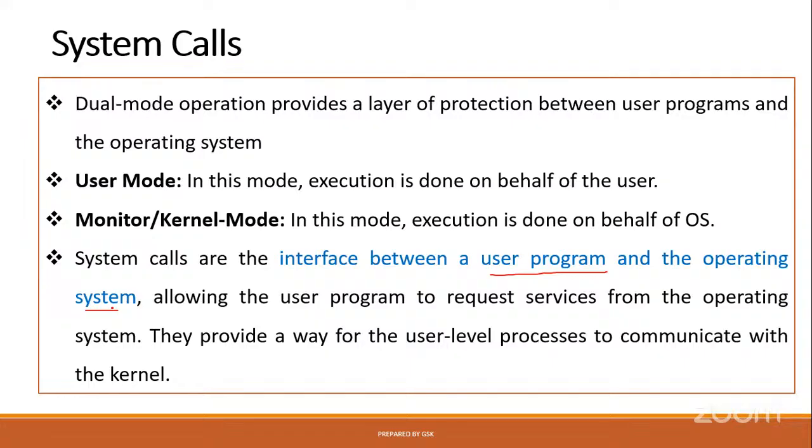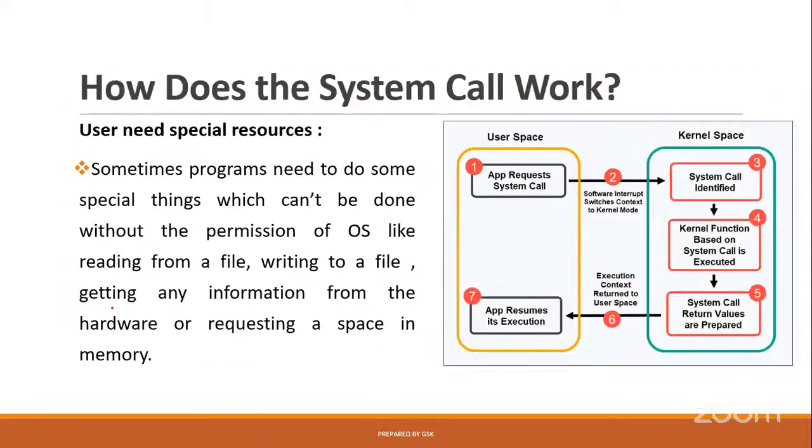Suppose your software wants to use some memory. Then your software sends the request to the operating system. But before that, the operating system uses a system call. With the help of the system call, the particular memory will be allocated to you. We have different types of system calls.